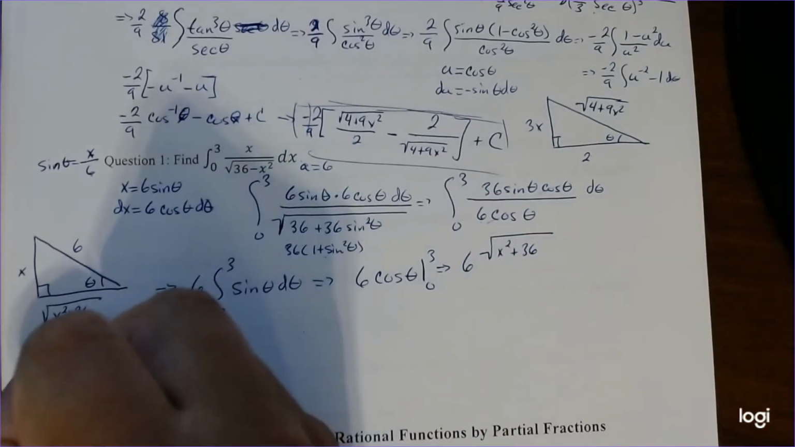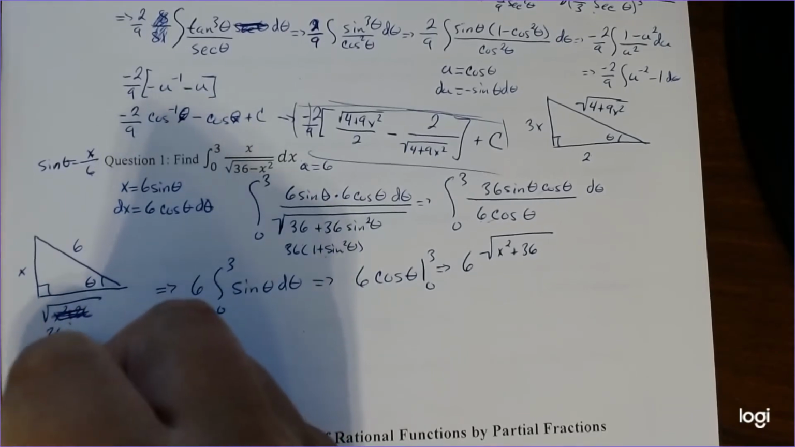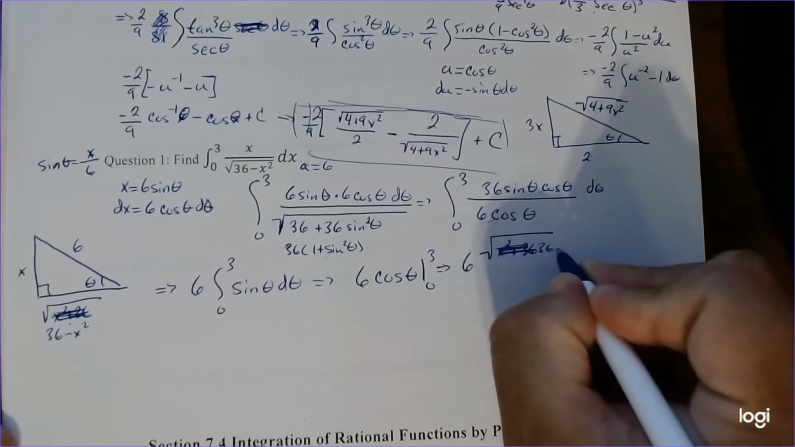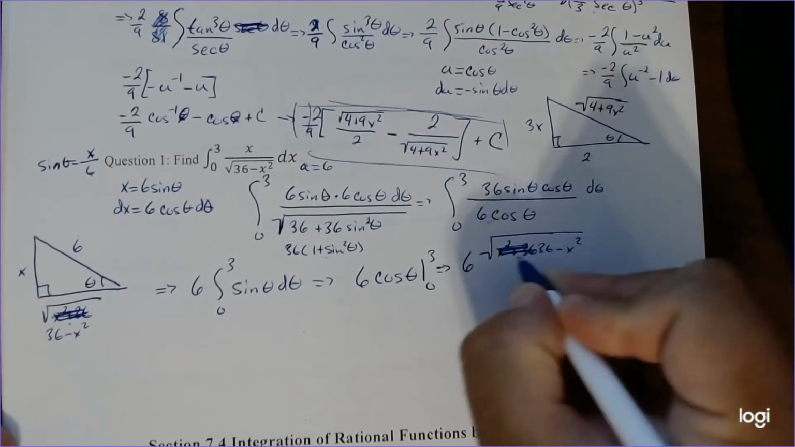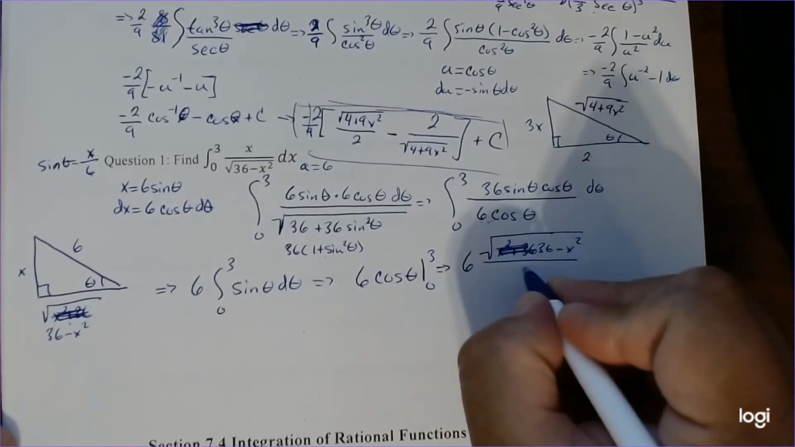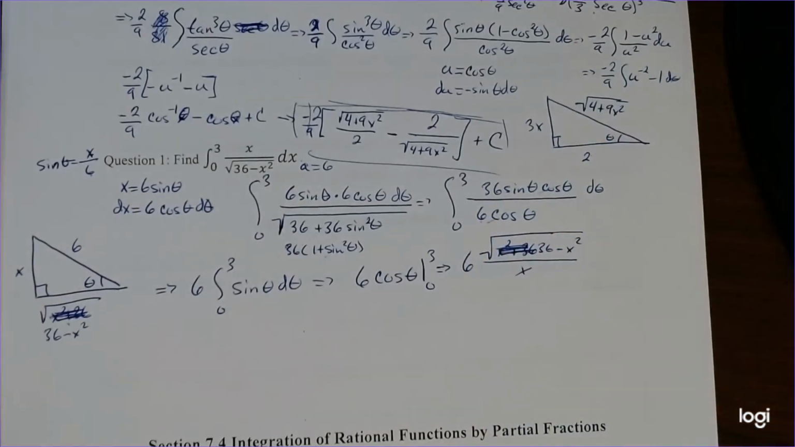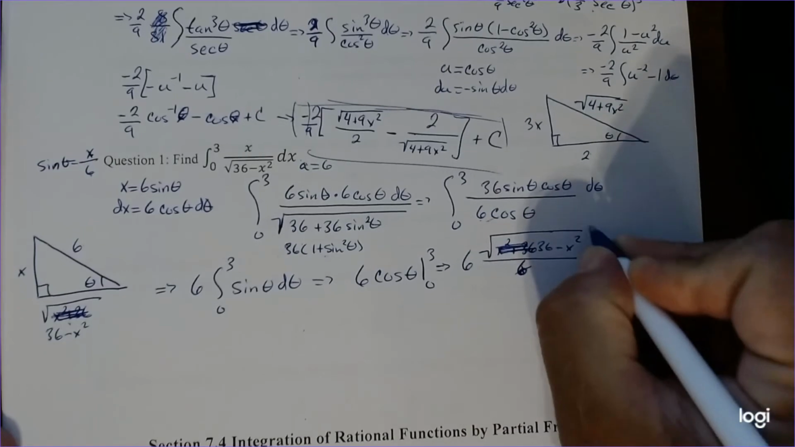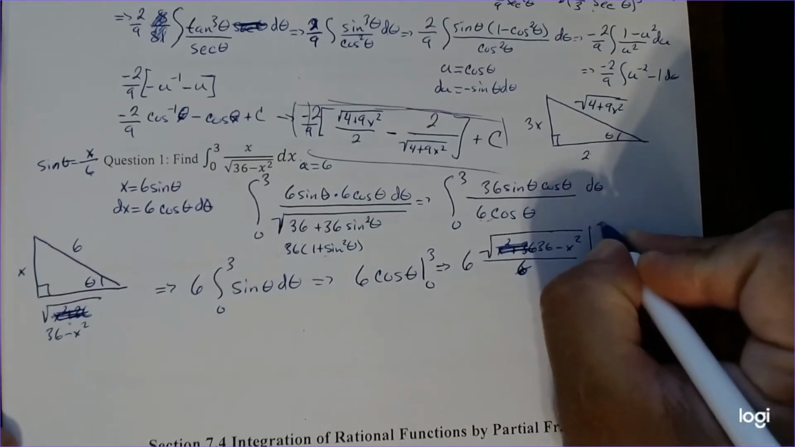Oh no, why am I talking? This is a minus, right? Yeah. 36 minus x squared, that's on the inside, all over x. Oh, 6. Evaluate it at 0 and 3.